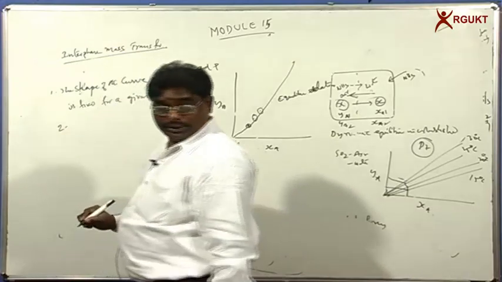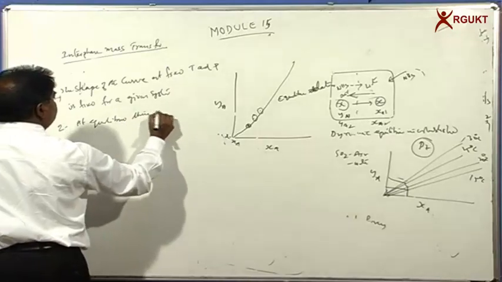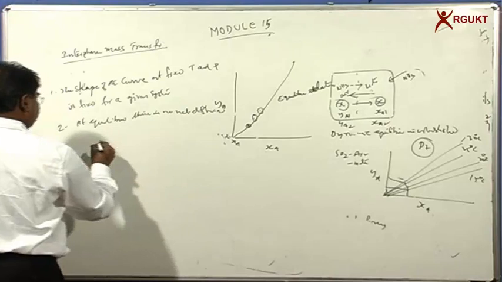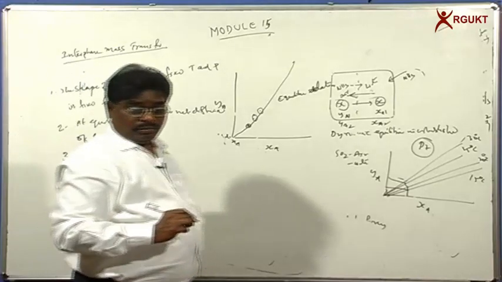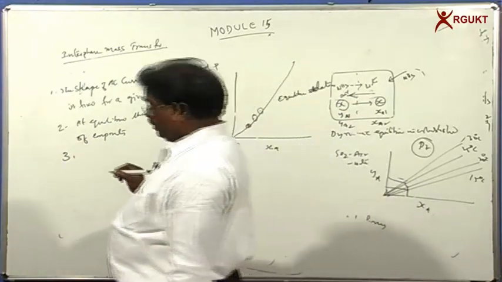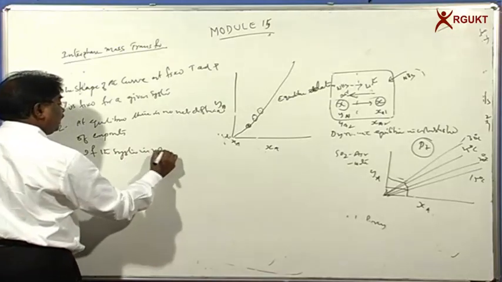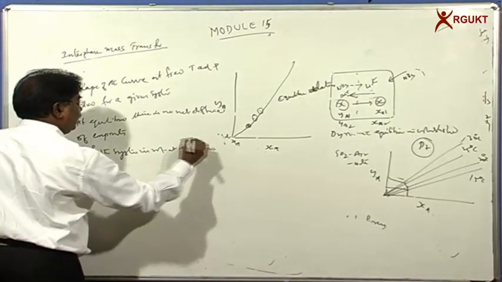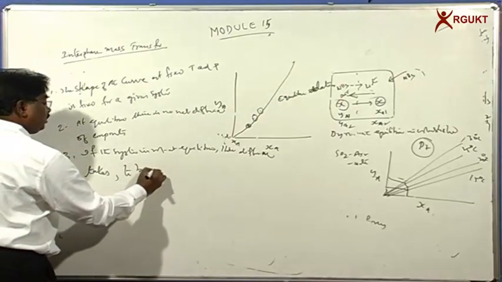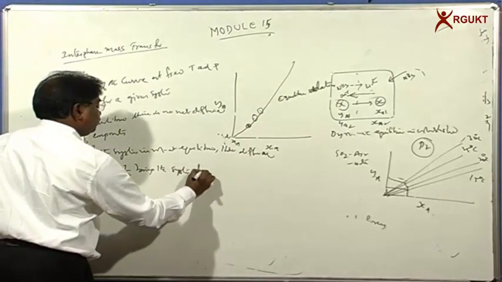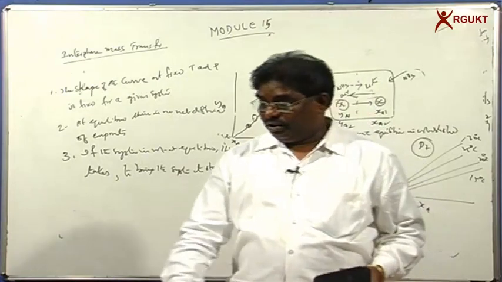Then the second thing we can say, at equilibrium there is no net diffusion of components. Number 3, if the system is not at equilibrium, then diffusion will take place to bring the system to steady state conditions. So these are the 3 important points one should remember when you are talking about equilibrium.